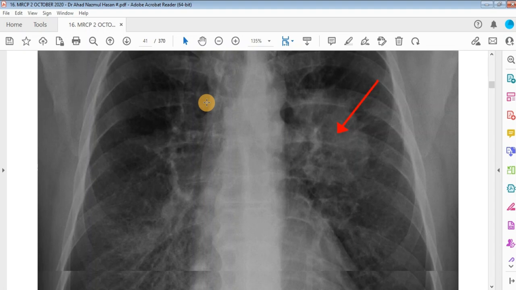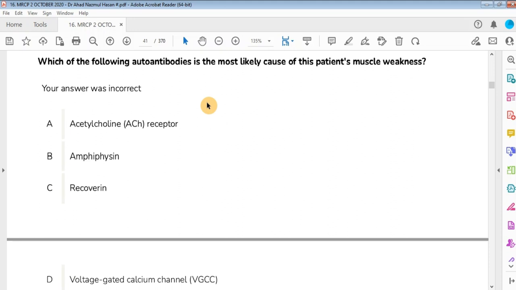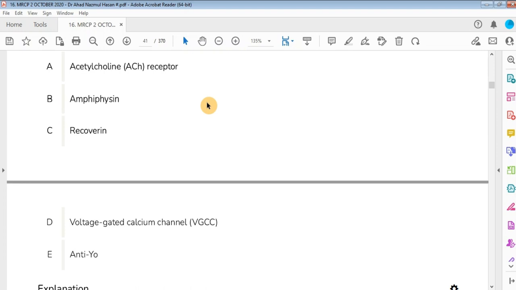Which of the following autoantibodies is the most likely cause of this patient's muscle weakness? A. ACh receptor. B. Amphiphysin. C. Recoverin. D. Voltage-gated calcium channel. E. NTO.